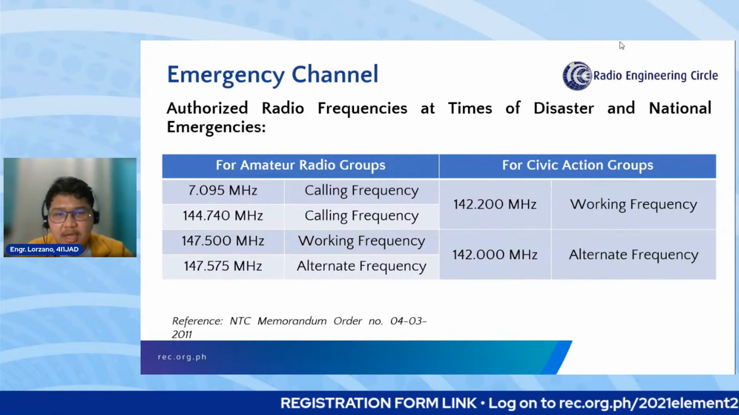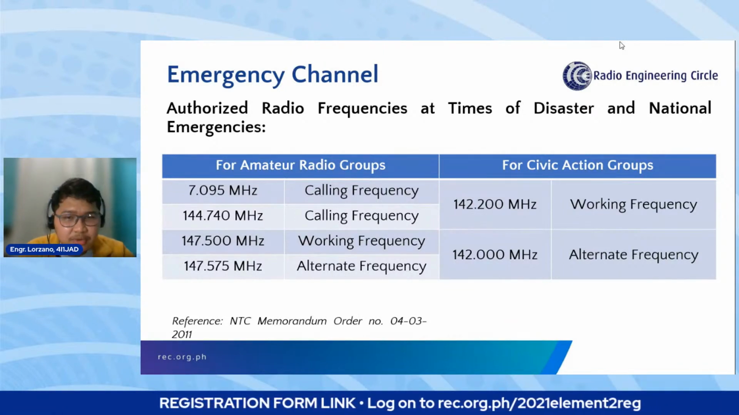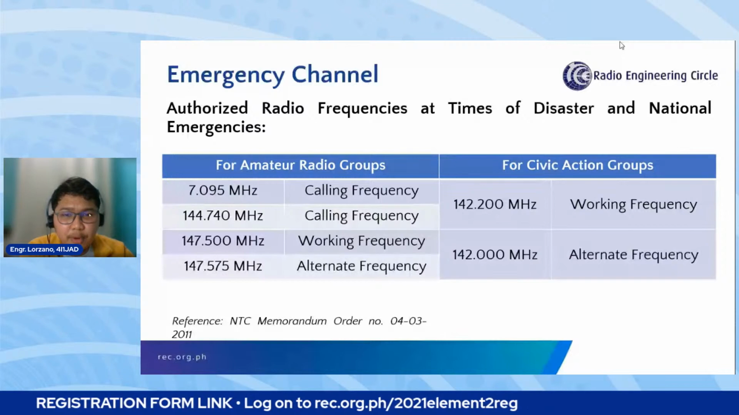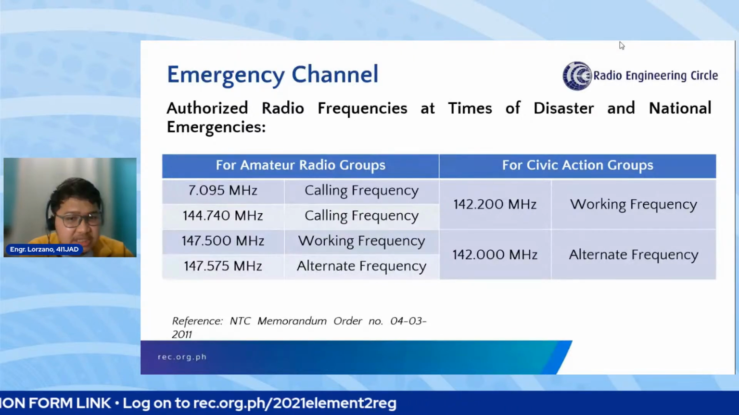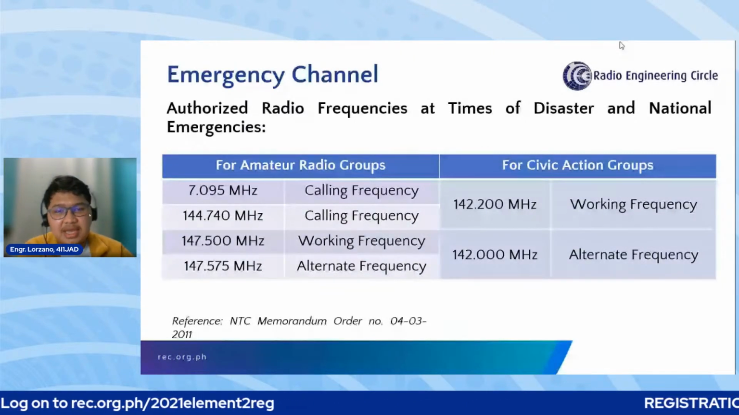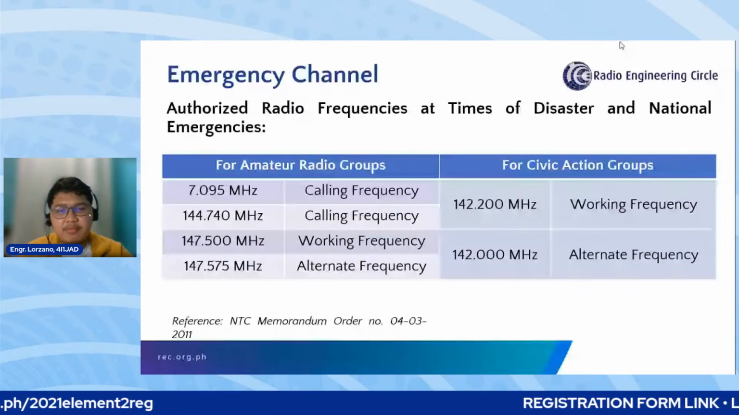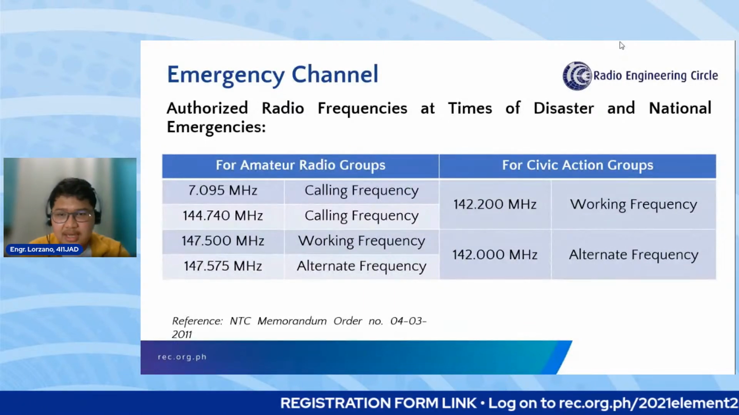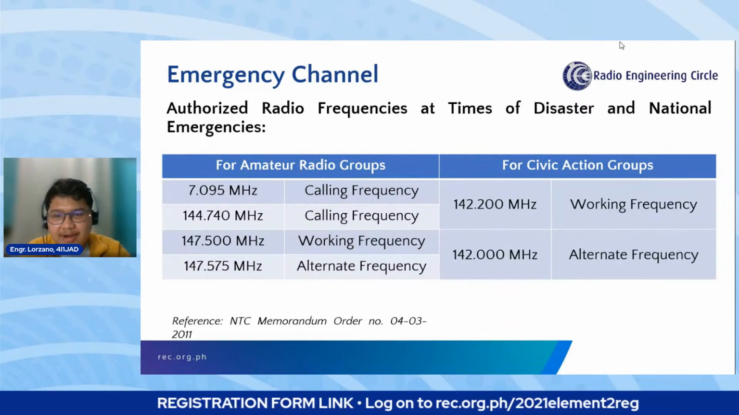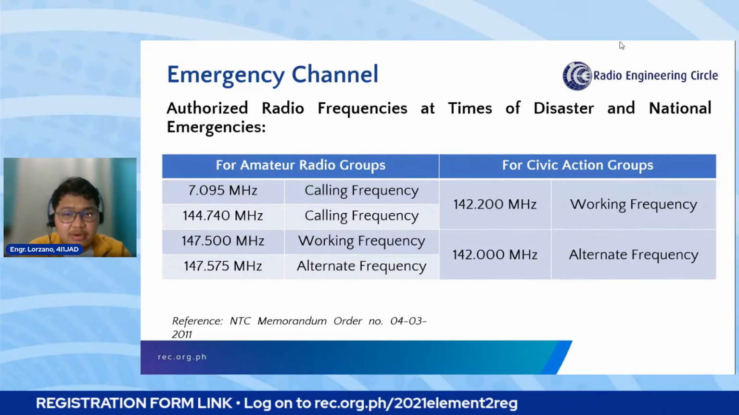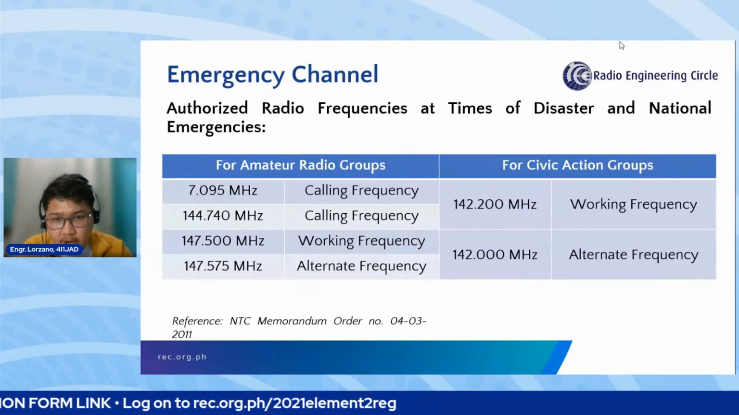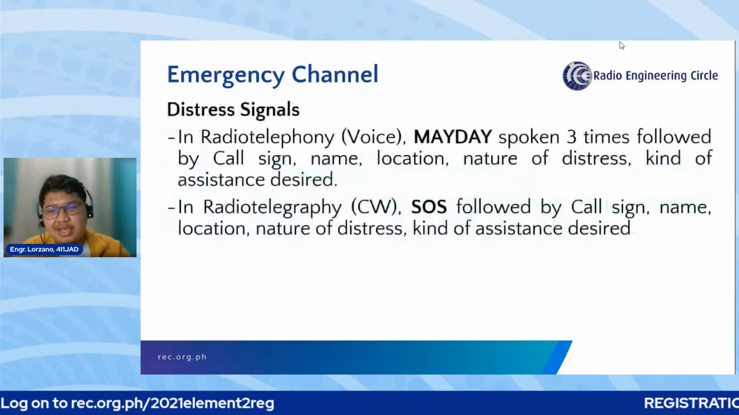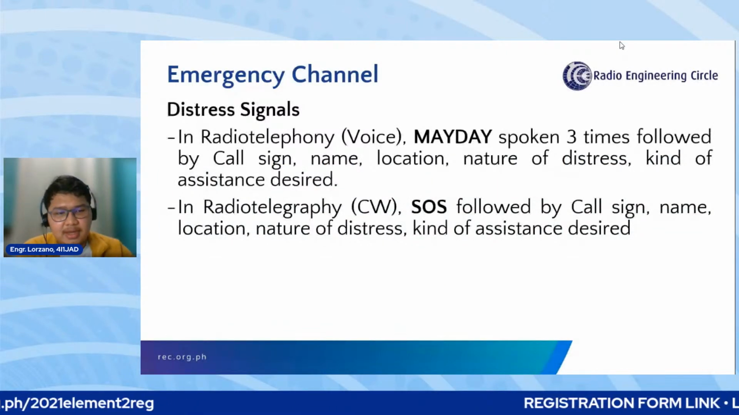Okay? Sa civic action groups naman, 142.200 megahertz as their working frequency and the 142.00 megahertz as their alternate frequency. Ayan. And the reference is NTC Memorandum Order number 03-2011. Ayan.